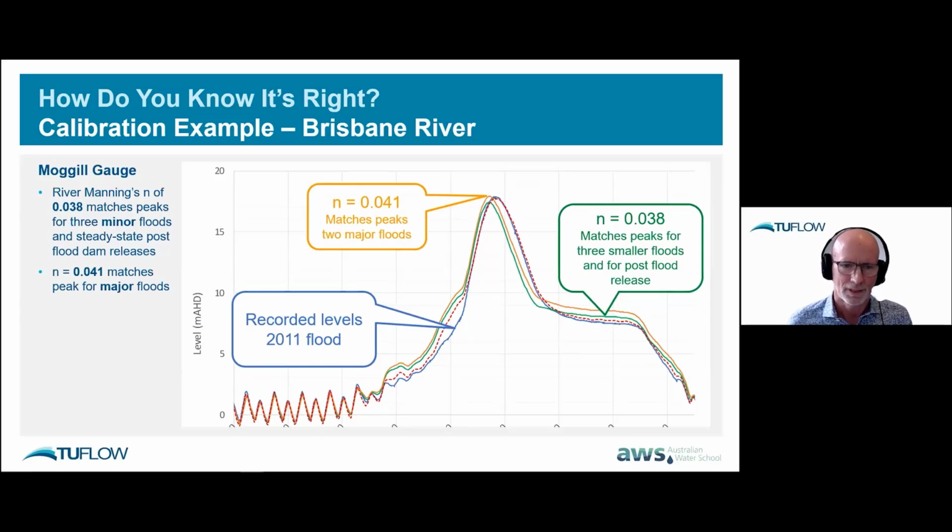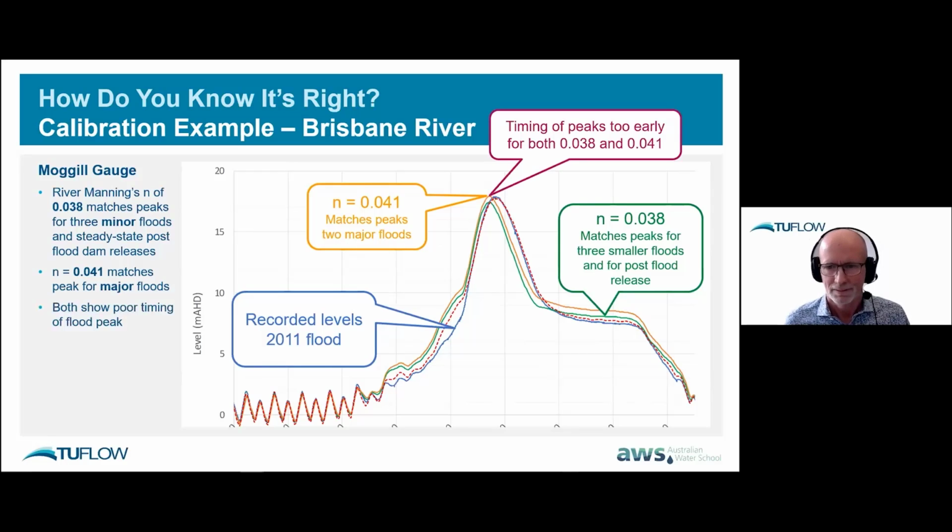We then ran the two major floods, and the one on the screen is one of them. And we found that a slightly higher Manning's N was needed to match the flood peak up here. So that's the orange line. Anyway, they're not too different. 0.038, 0.041 is probably quite acceptable. But, you know, that's fine. The only other thing to observe here is that the timing of the two peaks is not great.